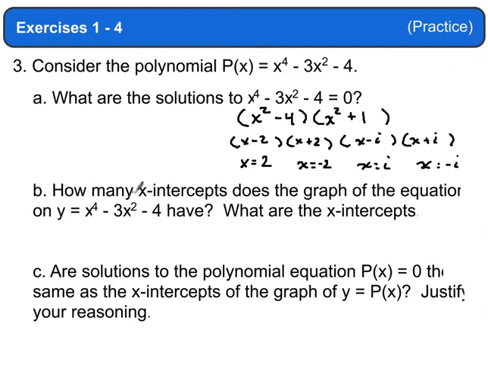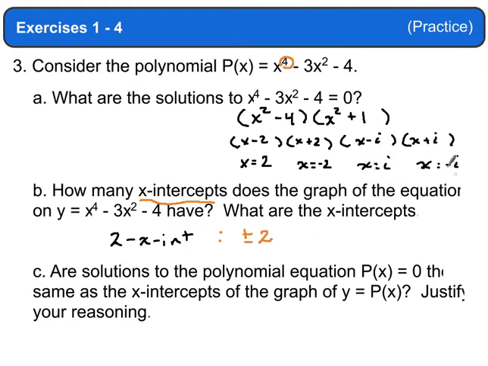Part B says, how many x-intercepts does the graph of the equation have? There would be 2 x-intercepts. There are 4 solutions. We should mention that: 1, 2, 3, 4. That's because our lead exponent is 4, so we should have 4 solutions. That does not mean that we have 4 x-intercepts. In this case, we only have 2 x-intercepts, and that's going to be at plus or minus 2.